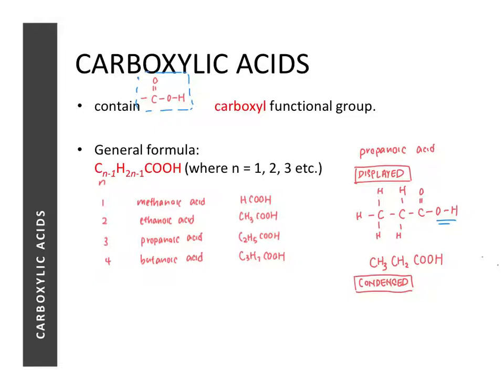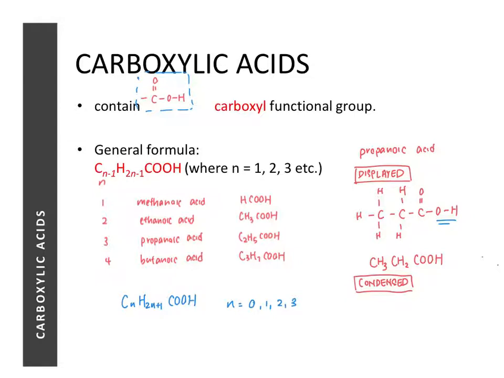Now earlier I mentioned that there's another general formula that some teachers or some textbooks may teach. It is this CnH2n+1COOH. Now this general formula works as well, alright, but your n must start from 0. Okay, meaning the first member of the carboxylic acid family, if you were to use this general formula, you must put in n equals to 0.